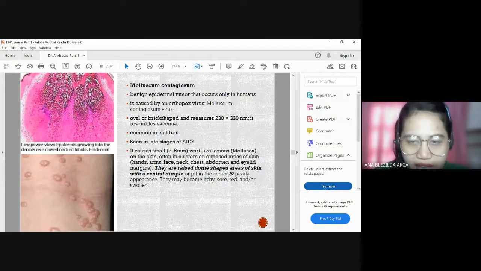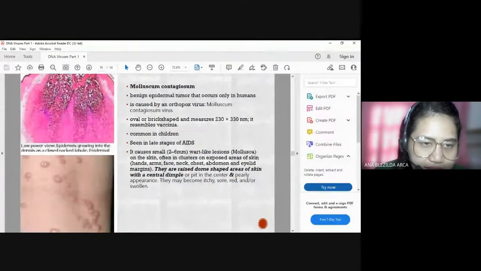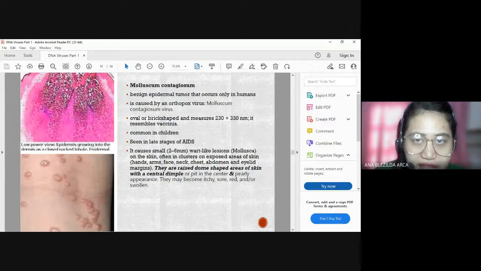So, ang tawag dyan ay the raised dome shape. Like this one, no? Raised dome shape areas on the skin with a central dimple. Ito daw yung parang bilog na yan sa gitna. Ito yung tinatawag na central dimple. Like that. Yan. So, meron siyang dome shape na rashes na merong parang central dimple sa gitna.